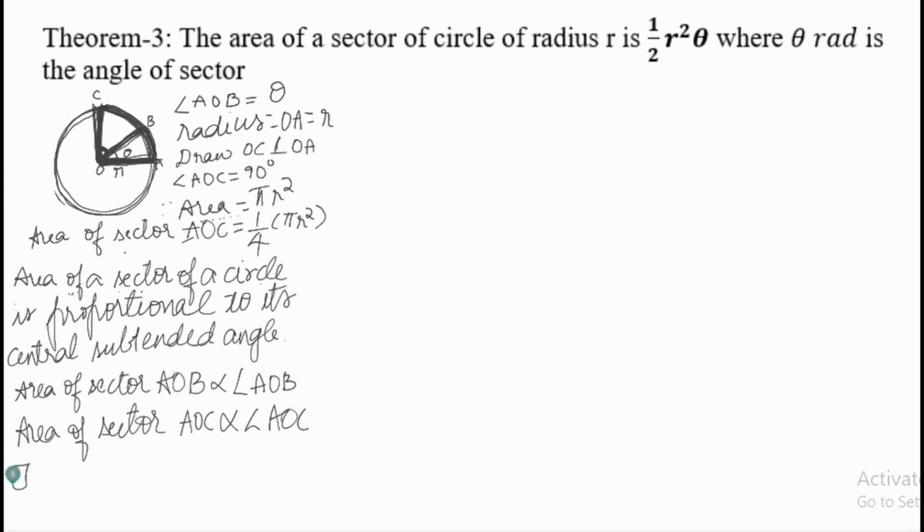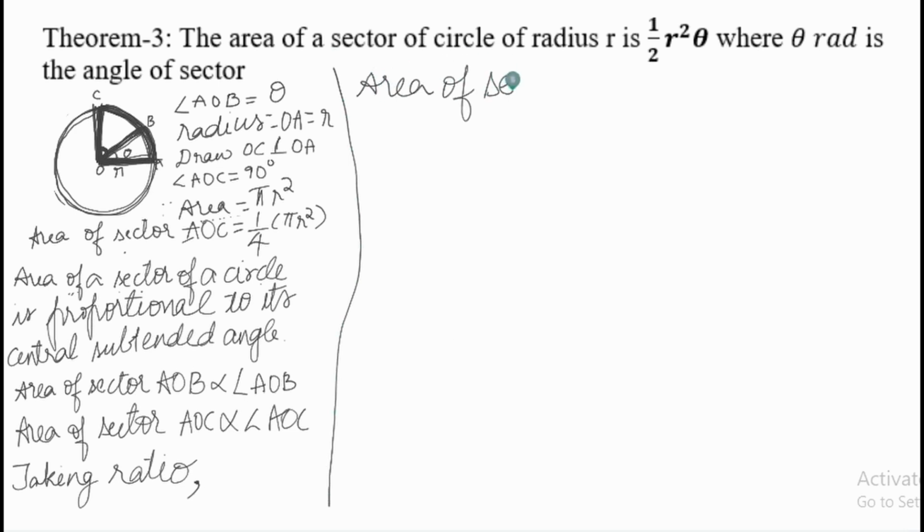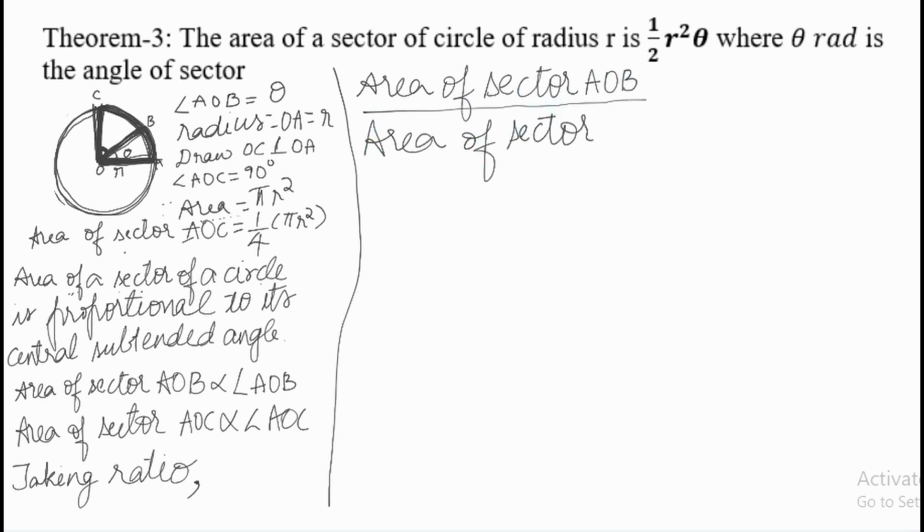Taking ratio of the above two equations, we get area of sector AOB divided by area of sector AOC, which is equal to angle AOB divided by angle AOC.